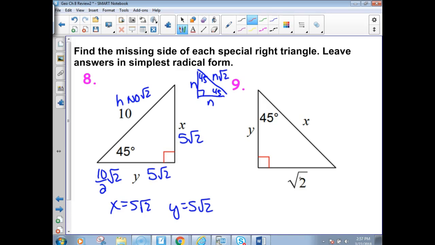The second one is giving you a leg in the pattern. The 2 legs are equal, so that means y would be the square root of 2. And the hypotenuse, if you're given a leg, you're supposed to multiply the leg by the square root of 2 to get your hypotenuse. So what happens when you do square root of 2 times square root of 2? You get the square root of 4, which equals 2.